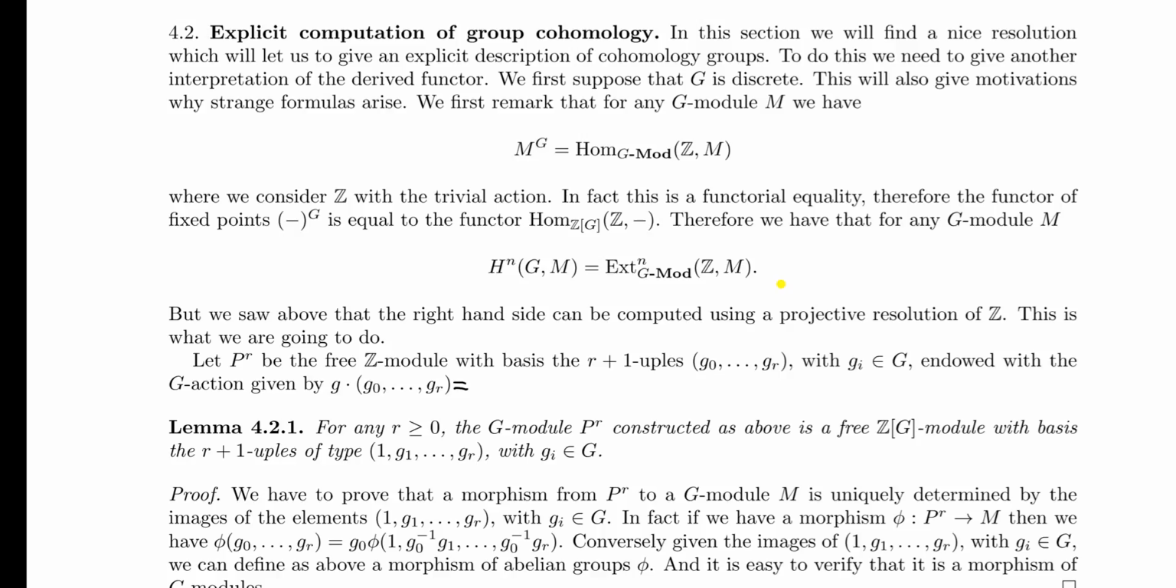We first suppose that G is discrete. This is the simplest case, the easiest case. Discrete, so you don't have to worry about continuous or not. This will also give motivation for why strange formulas arise.